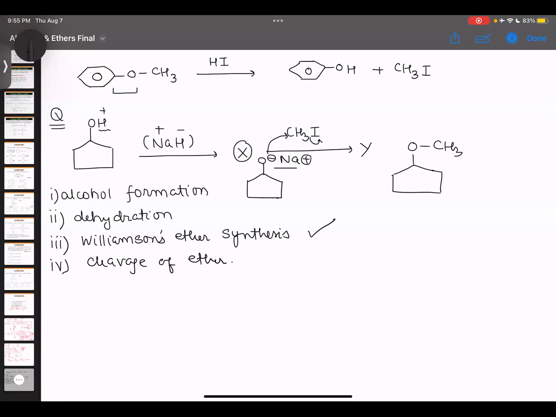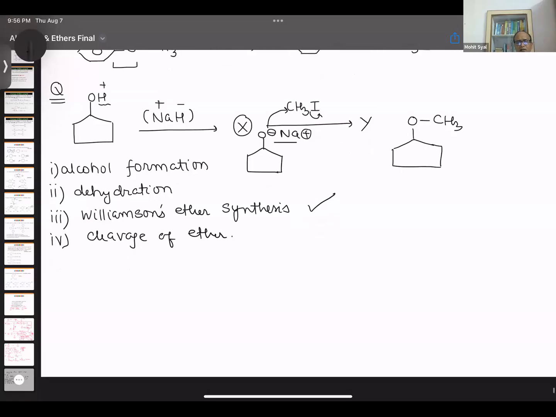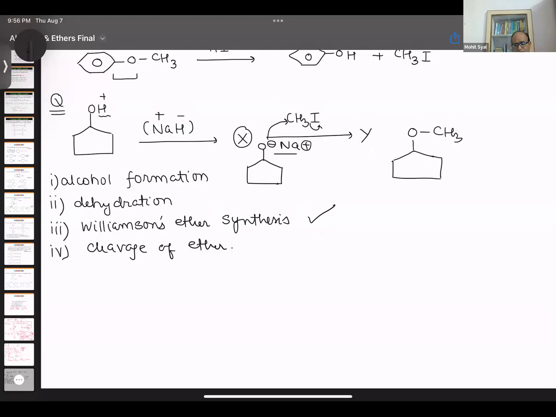NEET questions are very simple for chemistry, and you should score 100%. Okay, they are very simple, but be alert that you don't make a mistake. Next question. This is a bit tricky question, slightly tricky. Okay, from 2013, a bit old also, but a bit tricky. Related to ethers only.